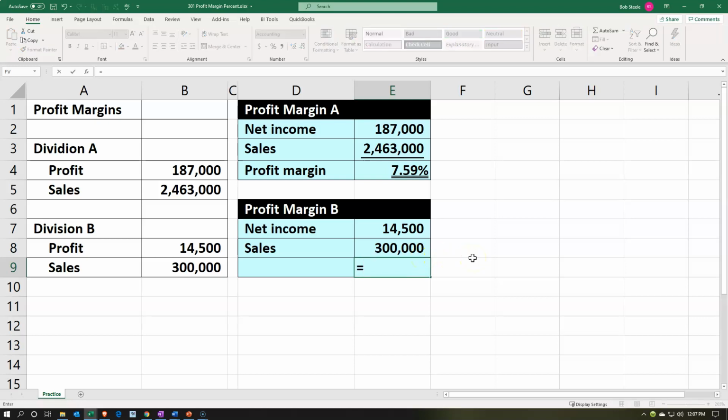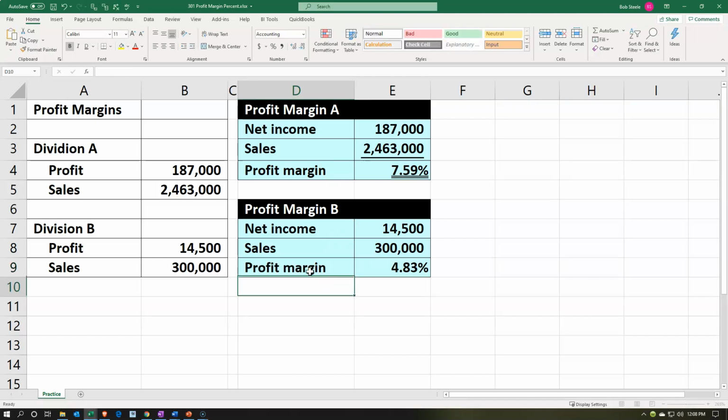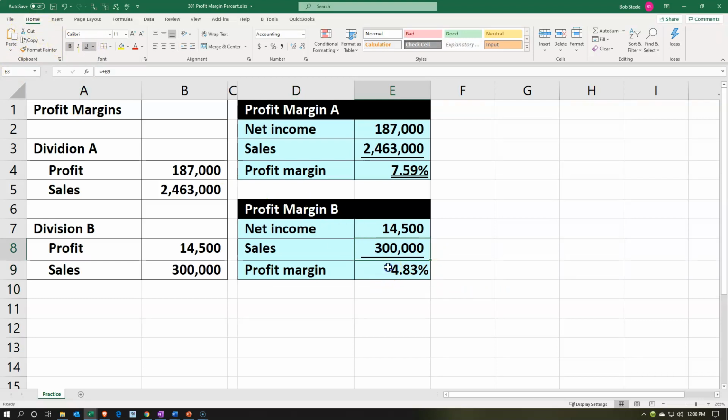So I could say, okay, this equals the net income divided by the sales. Let's format this one. We're going to go to the Home tab, the Numbers group, make it a percent, and add the decimals. So there we have it. And this will be the profit margin for B. Let's format this. We'll go to the Home tab, alignment. Let's put an underline here. Let's put the double underline here, Home tab, font, and then double underline.